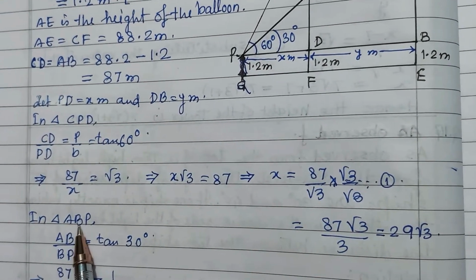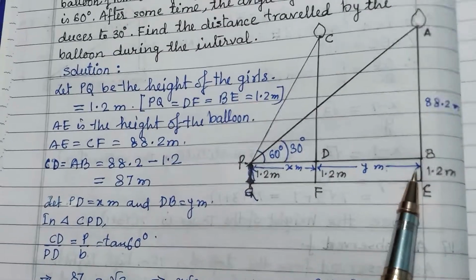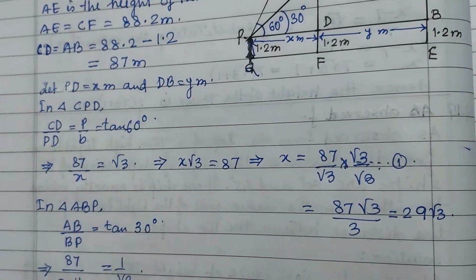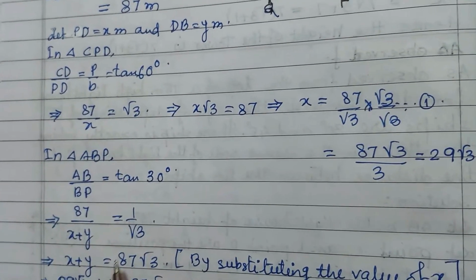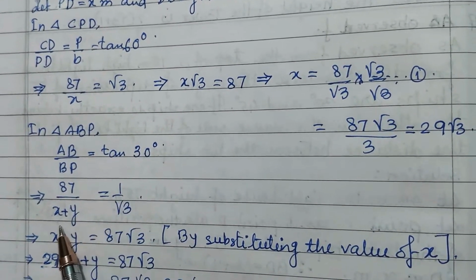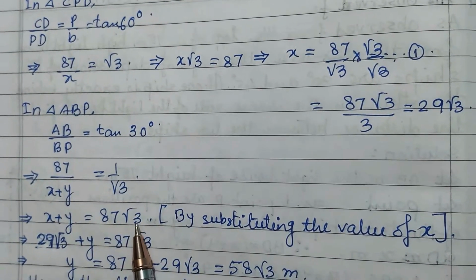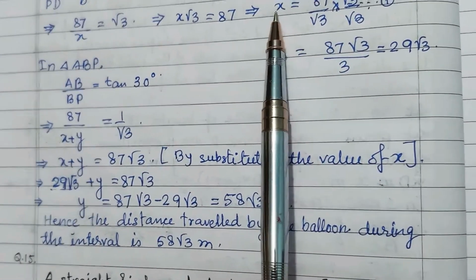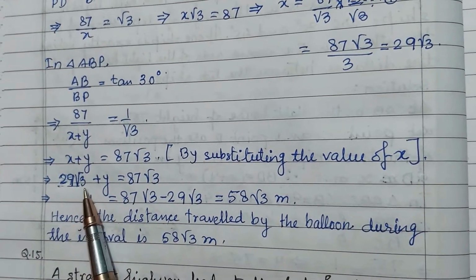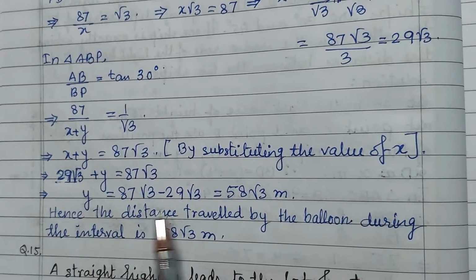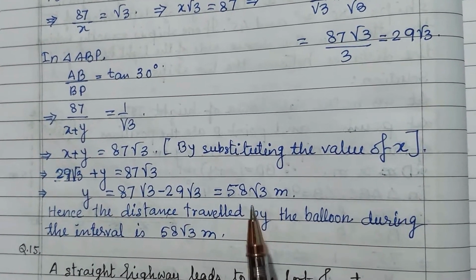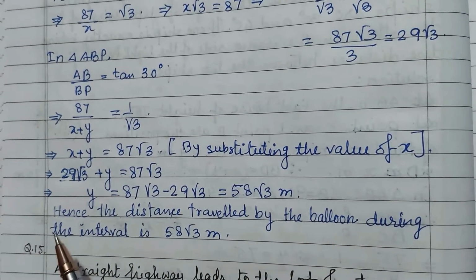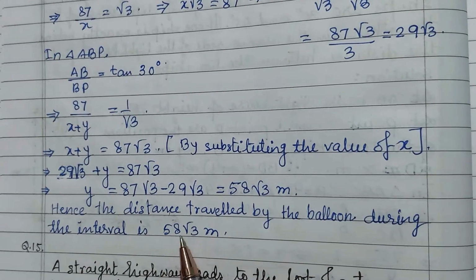Okay. Next triangle is APB. In this triangle, AB upon BP is equal to tan 30 degree. So 87 upon x plus y is equal to 1 upon root 3. Cross multiply: x plus y is equal to 87 root 3. Now substitute the value of x. So x is equal to 29 root 3, plus y, is equal to this. Y is equal to 58 root 3 meter. Hence the distance traveled by the balloon during the interval is 58 root 3 meter.